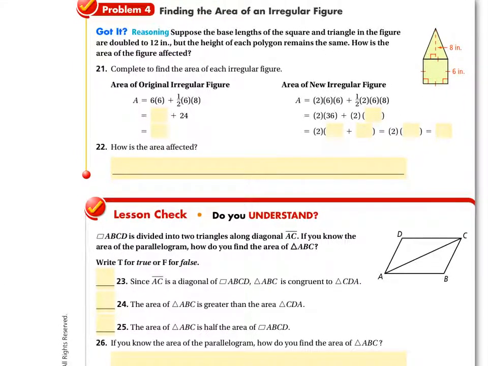All right, last. Problem 4, you're going to have figures that we don't normally have an area for. You know, this looks like a little house.